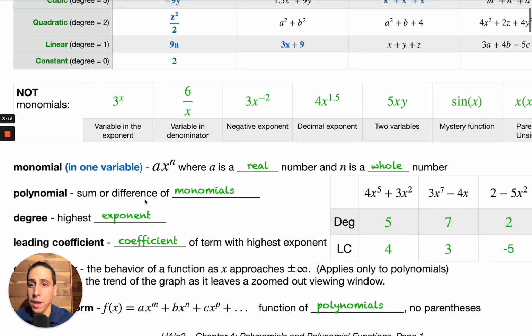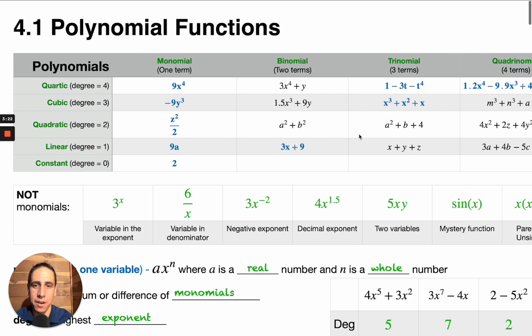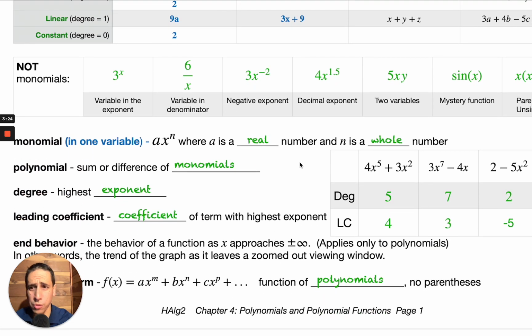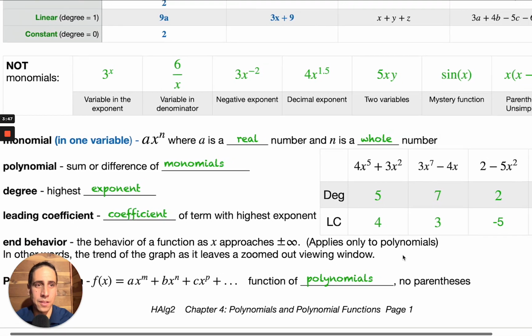Good. And a polynomial is just the sum or difference of monomials. As you can see here, they're all being added or subtracted. We're only going to talk about polynomials in this chapter, and they could have a degree higher than 2, maybe 3 or 4 or 5. The degree is the highest exponent of that polynomial. The leading coefficient is the coefficient of the term with the highest exponent. And leading is sometimes misleading because students think it's just the first term that they read, and that's not exactly true.